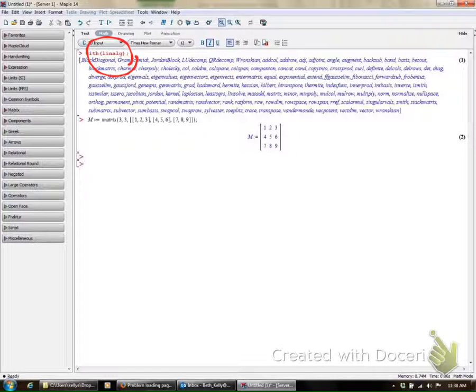So I'm just going to enter this matrix here. 1, 2, 3, 4, 5, 6, 7, 8, 9. There's my matrix, and it appears. I always end my command lines with semicolons or colons.